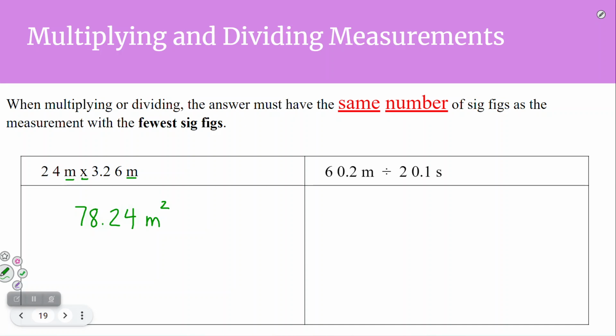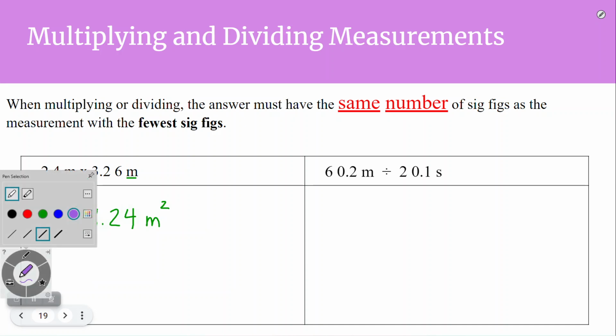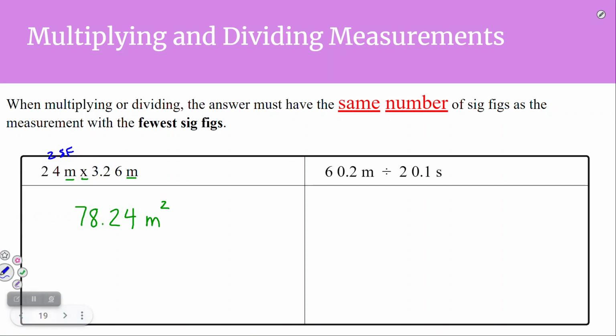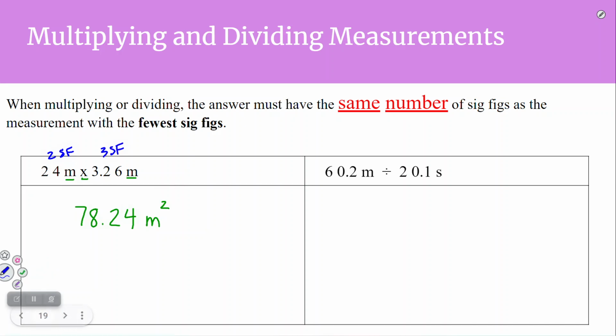So how many sig figs are in 24? Yes, 2. So there are 2 sig figs here. How many sig figs are in 3.26? 3 sig figs. So that means my answer here can only have 2 sig figs, because it's dictated by this one right here, which has 2 sig figs. The second sig fig is right here at the 8. The neighbor is a 2. That means the 8 is going to stay an 8, and everything else goes away. So this is going to be reported as 78 square meters.